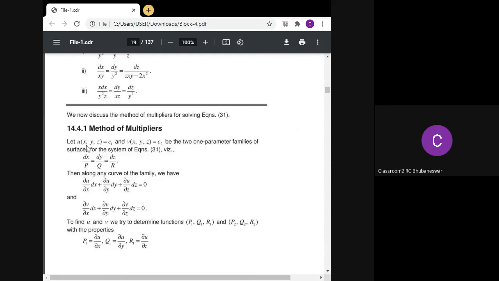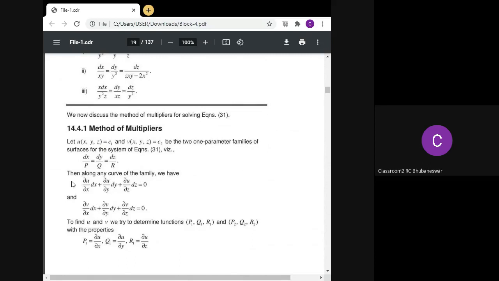Whatever general discussion has been made earlier in the session, we have taken two families of curves u equals c1 and v equals c2, and we have developed two-parameter families of system of equations, and these are dx by P, dy by Q, and dz by R. Already we have discussed the values of capital P, capital Q, and capital R, which can be assigned by using the partial derivatives of u and v with respect to x, y, z. Now let us move to the next calculation procedure.